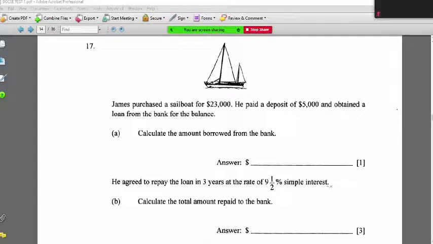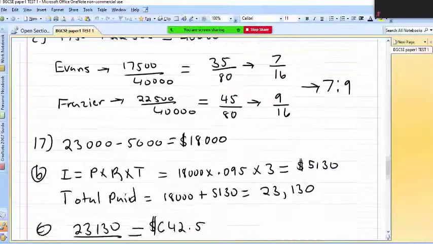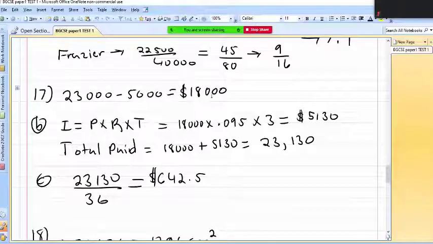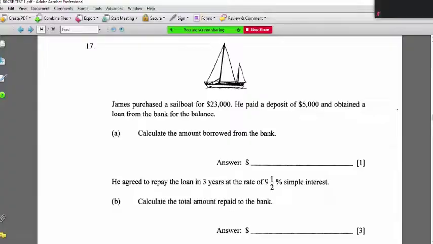And this one's number 17. James purchased a sailboat for $23,000. He paid a deposit of $5,000 and obtained a loan from the bank. Calculate the amount borrowed from the bank. So in this case, it's basically 23,000 minus 5,000, right? It shouldn't be too hard to calculate that, right? 23,000 minus 5,000, 18,000.